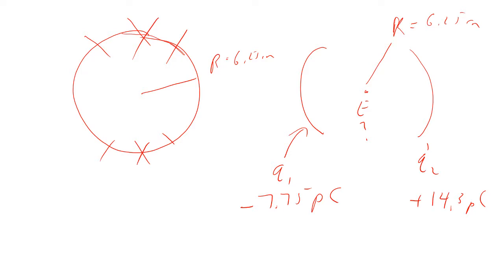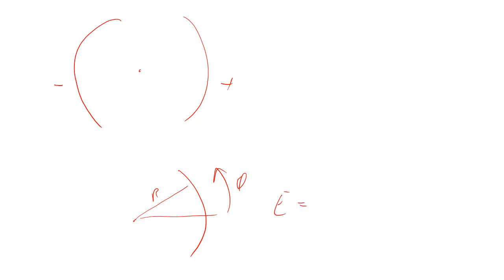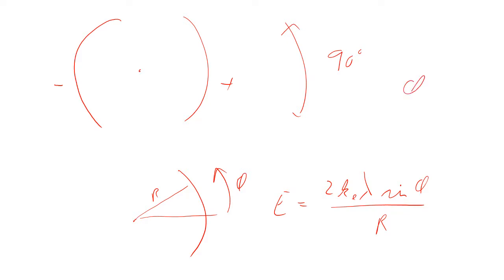So we think about it, and we say, what we've got here is an arc of charge there, and an arc of charge here. We know this one's negative, that one's positive. We know that for an arc of charge at the center of curvature, if this is some angle phi, then the electric field is going to be 2 k sub e lambda sine phi over r. For our case that's 1/4 of a circle, so the total angle is 90 degrees. That makes phi 45 degrees.